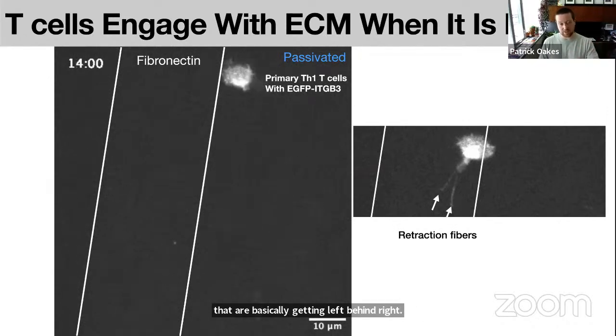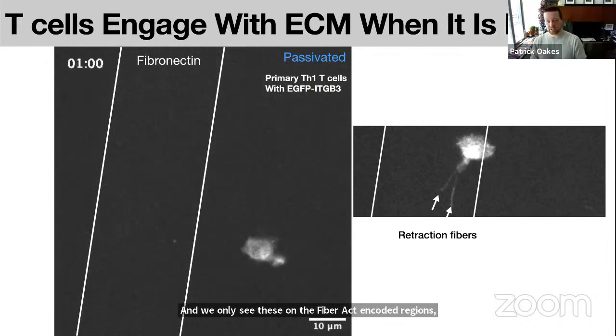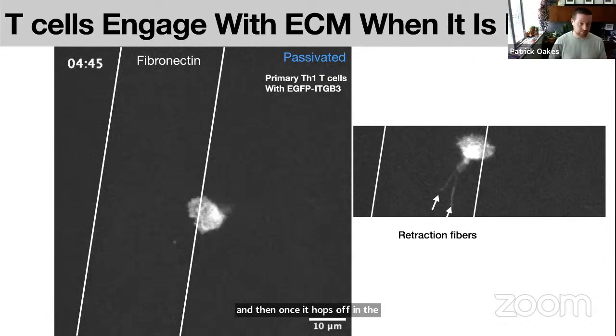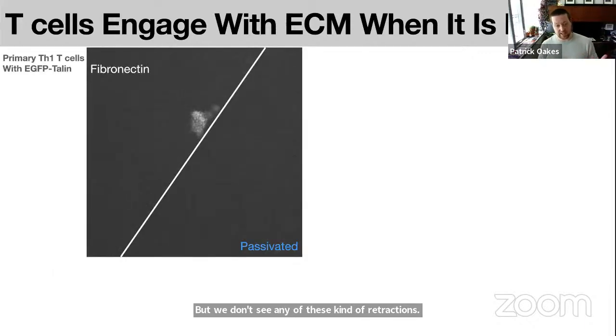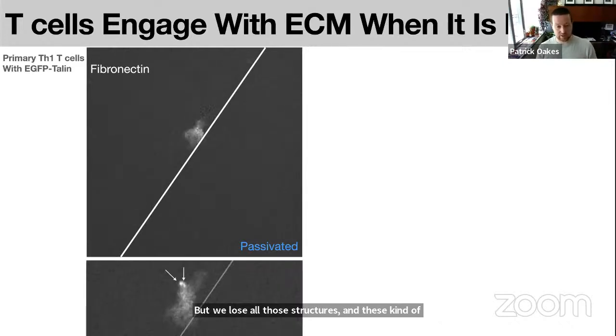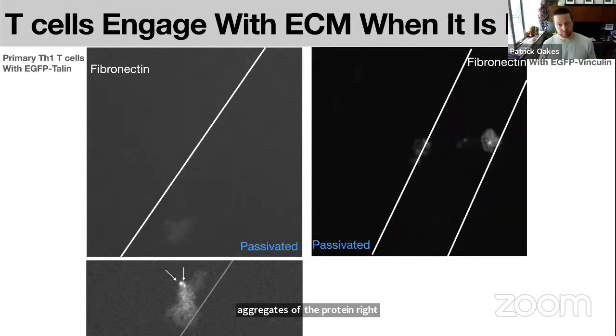And then once it hops off into the passivated region, first of all, it tends to try to go back to the fibronectin region, but we don't see any of these kind of retraction fibers. We can do the exact same thing with the other proteins. So in this case, it's talin. So fibronectin is on the top left and passivated surface on the bottom right. And so we can see these kind of puncta. And then once it crosses over, you know, we're in the exact same focal plane, but we lose all those structures and these kind of aggregates of the protein, right? And so we can look at individual frames and we can see this kind of accumulation of these proteins.